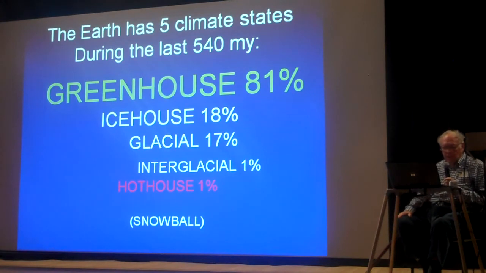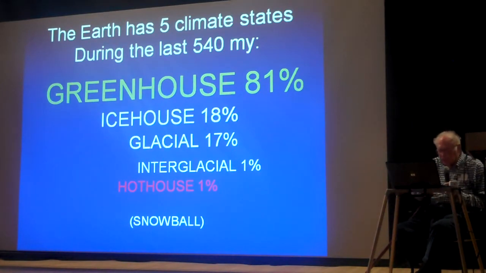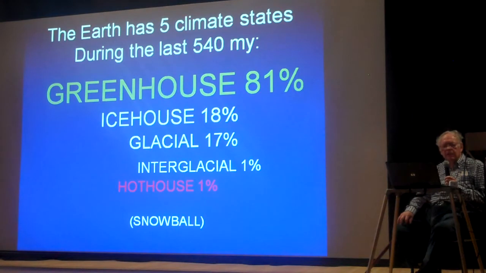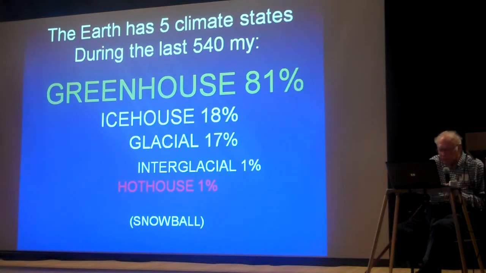Well, these are the climate states. Earth spends most of its time in the greenhouse state, about 18% of the time in the icehouse state. In the icehouse state, it oscillates between glacial episodes and interglacials. And we're living in one of the interglacials. The Earth spends only about 1% of its time in this particular condition. It really prefers the greenhouse state.